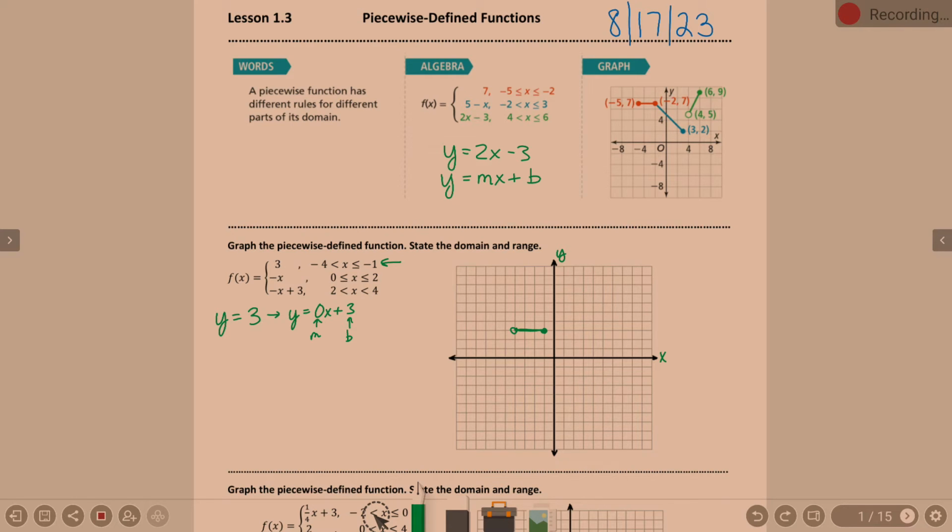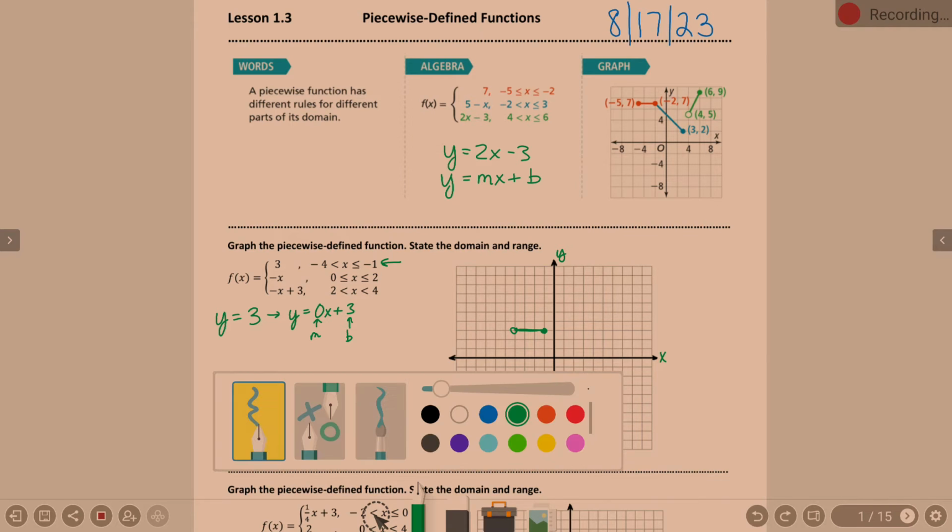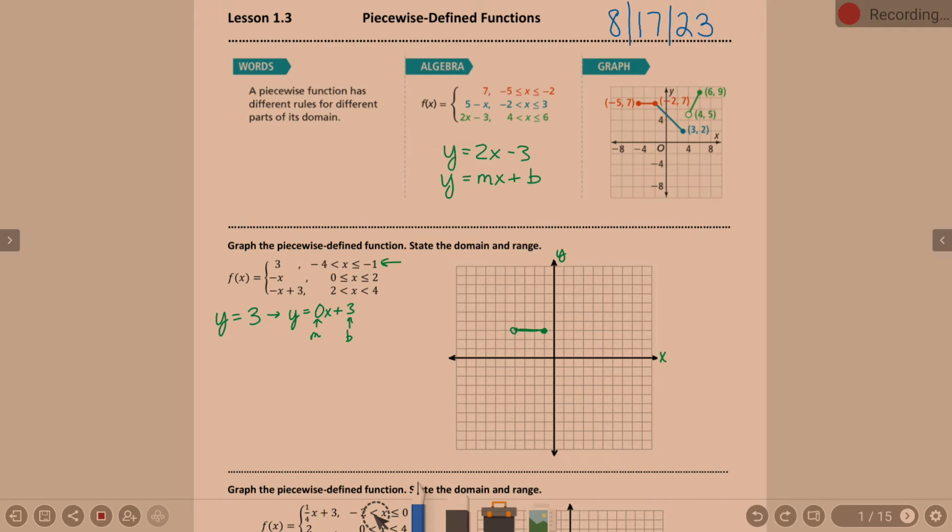Now we have to repeat that process for the other pieces, okay? So I'm going to pick a different color here. And now I'm going to look at y equals -x. What can we tack on with that to make it a complete equation if we wanted to? Plus 0. Yeah, y equals -x. We can say plus 0 there if that helps.